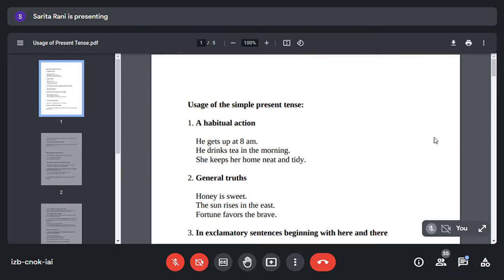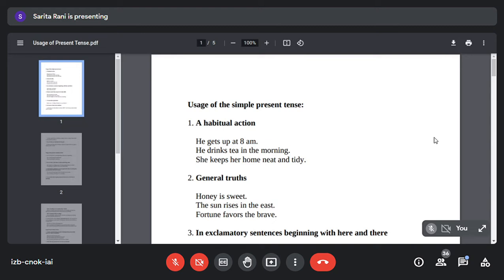Let us move on. The first one: this structure should be followed for the actions which we do on a regular basis. For example, he gets up at 8 a.m. It is his regular habit. He drinks tea in the morning and he drinks coffee in the evening. It's a regular habit of his. She keeps her home neat and tidy.